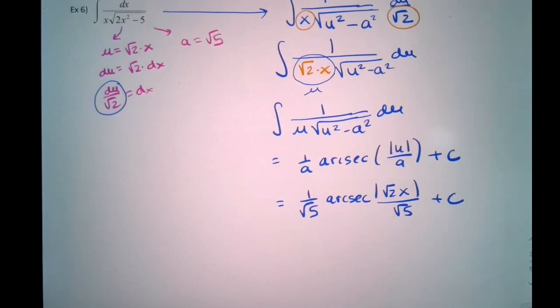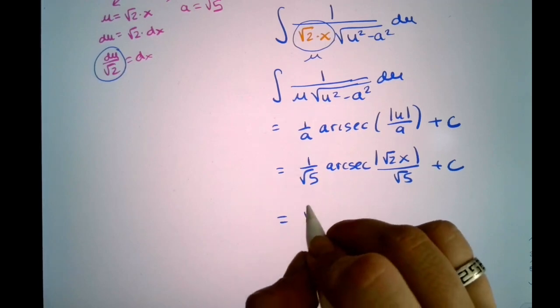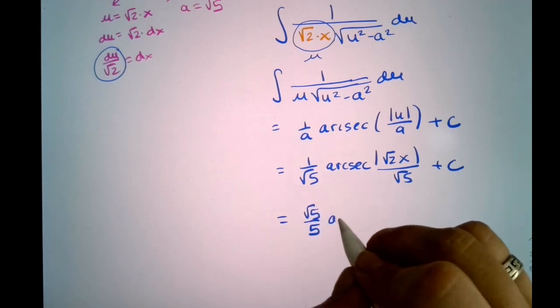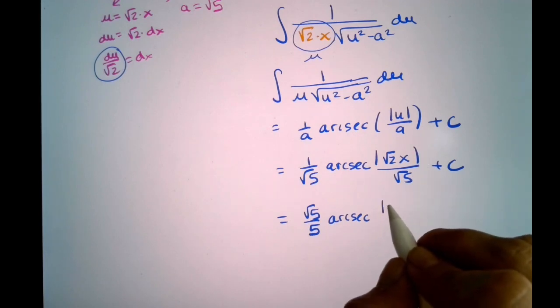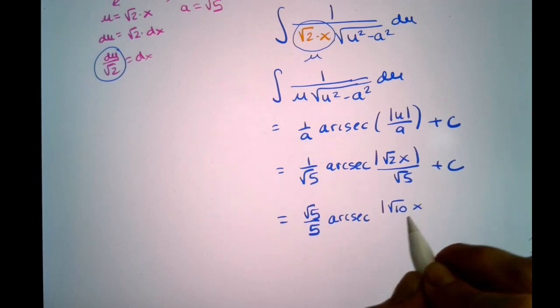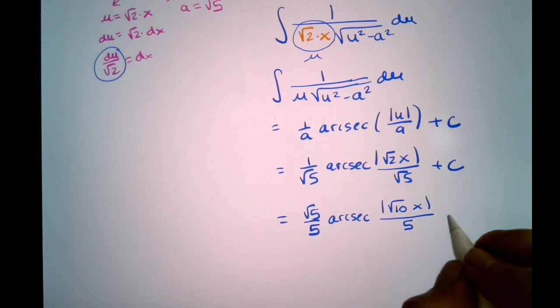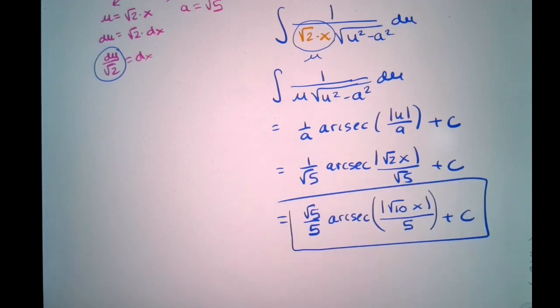And I think this is lovely, but I don't know, maybe the answer key that you're looking at has a rationalized version, right? If I just multiply top and bottom by root 5, I get root 5 over 5. I'll do the same thing over here. I'm going to multiply top and bottom by root 5. That would make this root 10. And that looks great.